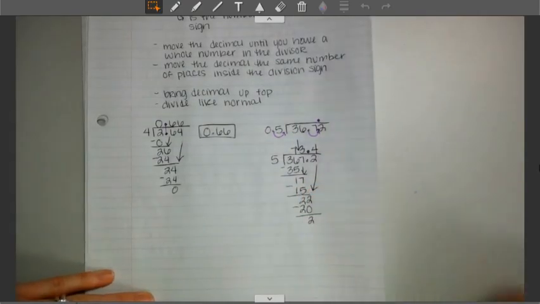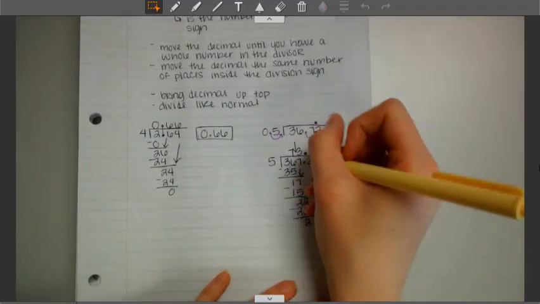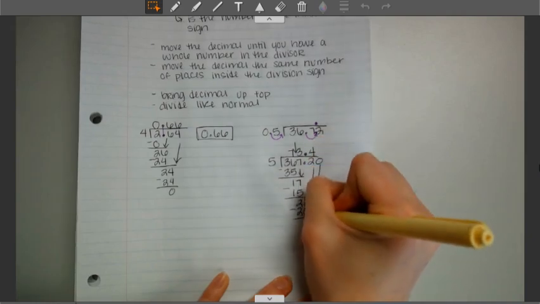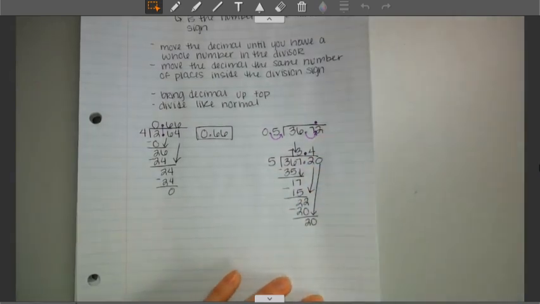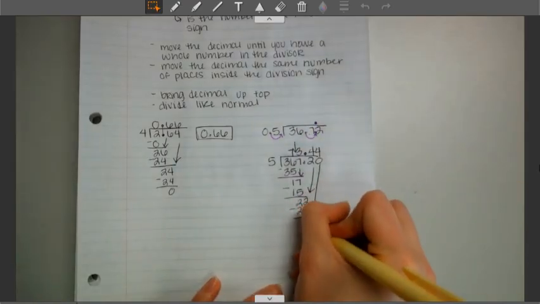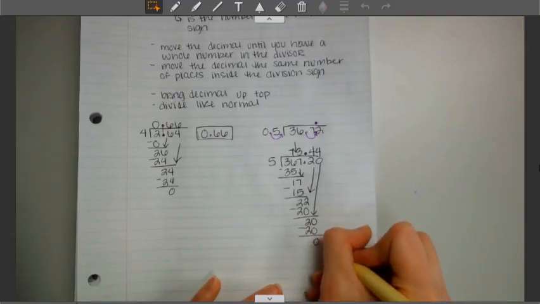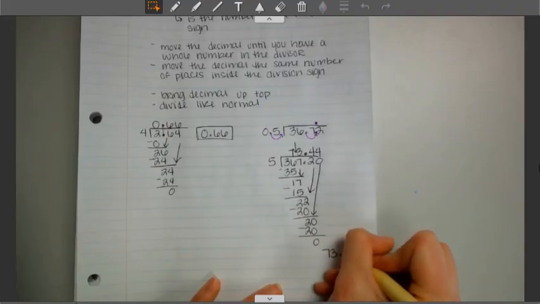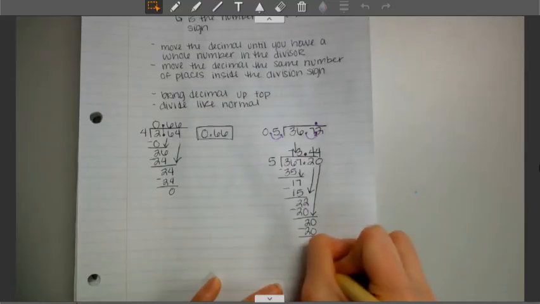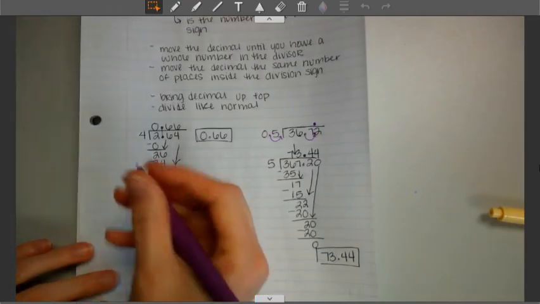Subtract, I get 2. Now, I don't want to have remainders when we have decimals, so instead I'm going to add a 0 and bring it down so that I can keep my division going. 5 goes into 20 4 times. I get 20. Subtracted 0. So my answer is 73 and 44/100ths.